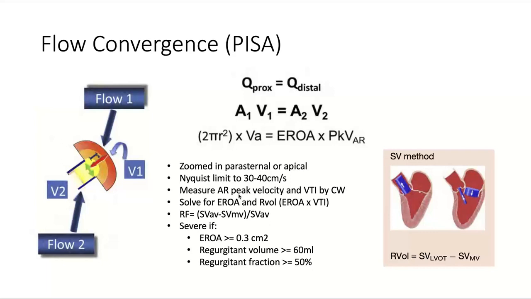Another way to quickly solve for regurgitant volume: in a normal situation, the stroke volume out of the LVOT should be equal to the stroke volume that enters through the mitral valve. So if there's any difference, there must be a regurgitant flow or volume. By subtracting the mitral valve stroke volume from the LVOT stroke volume, you get your regurgitant volume. So it's just another way of trying to solve for that.